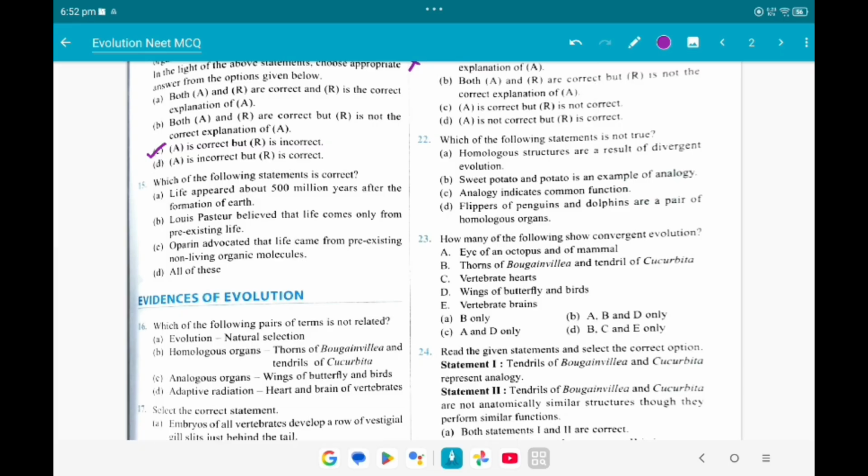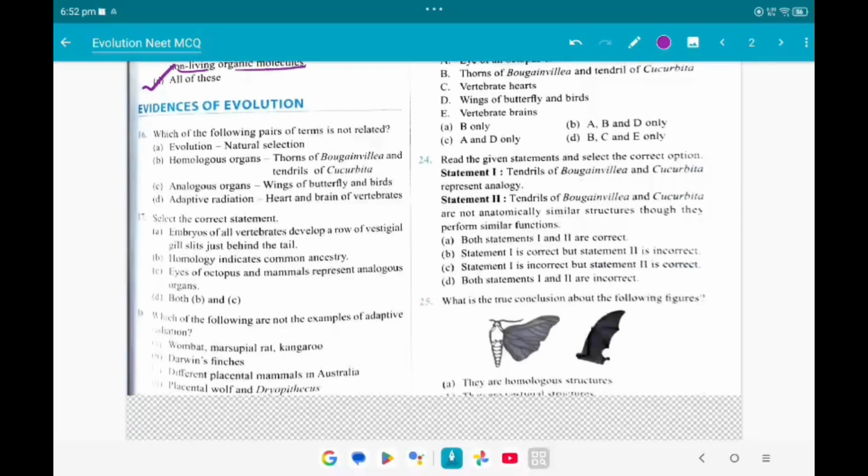Life appeared about 500 million years after the formation of Earth. This is correct. Louis Pasteur believed that life comes only from pre-existence. This is correct, that is the theory of biogenesis. Oparin advocated that life came from pre-existing non-living organic molecules. This is also correct. This is basically what chemical evolution is trying to convey. So our option is D, all of this.